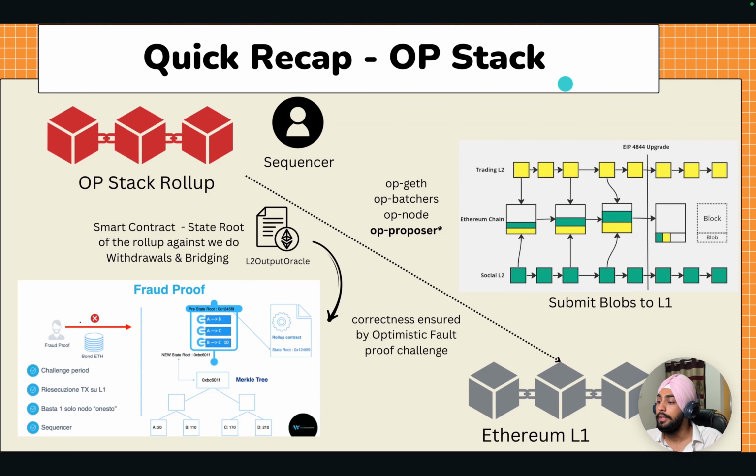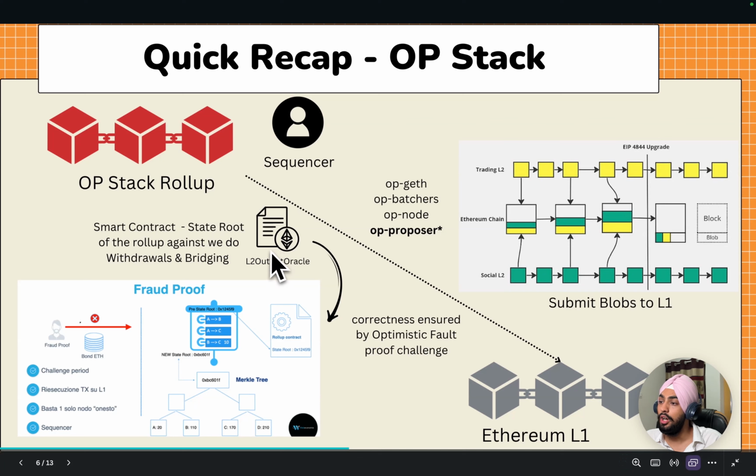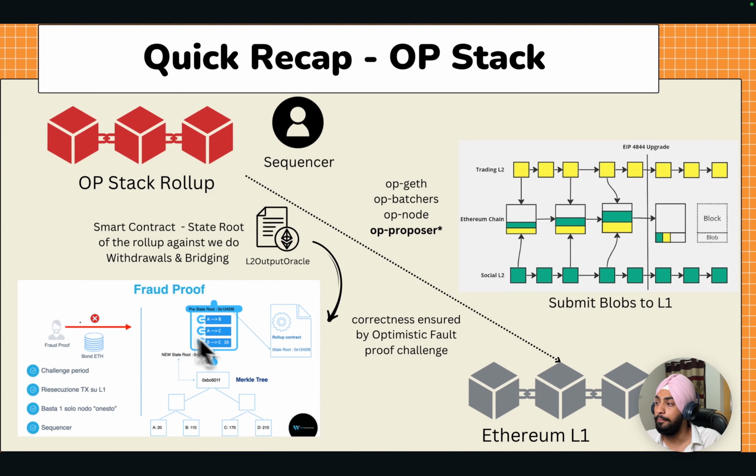And yeah, so now the correctness of this particular smart contract is ensured by the fraud proof claim. So that's the optimistic fraud proof interactive challenge of Optimism, the 7-day challenge period, which is a window during which anyone can dispute a state update, right? Then there are these 4 main components of OP Stack, which we are going to discuss in a bit.